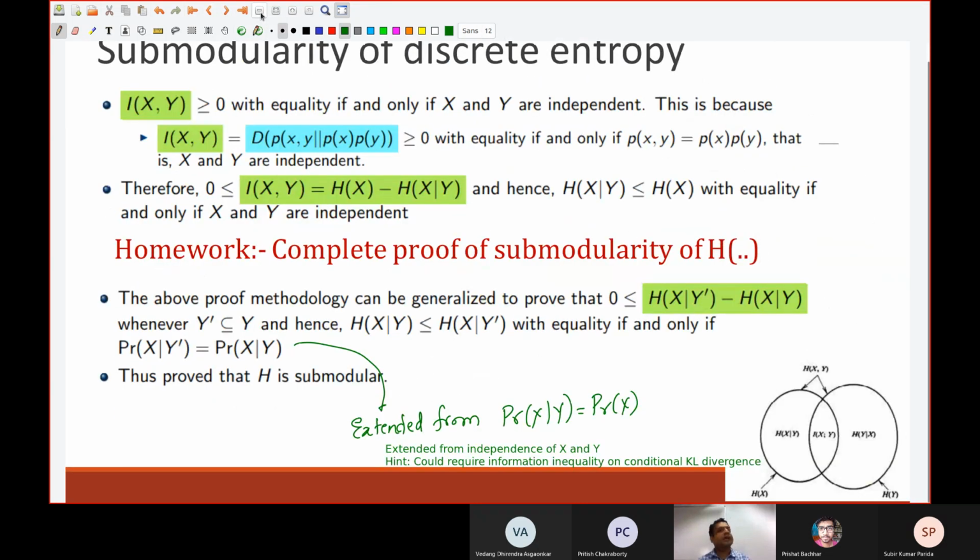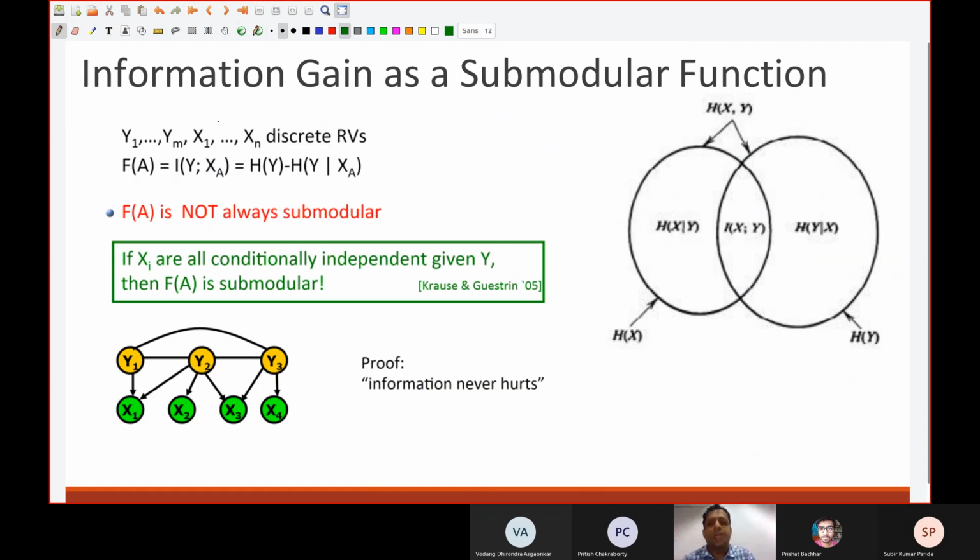So we have basically proved that entropy is submodular. But we'll see a lot more properties now. For discrete entropy, we had made no assumptions other than the fact that it's discrete entropy. So this is again the pictorial depiction.